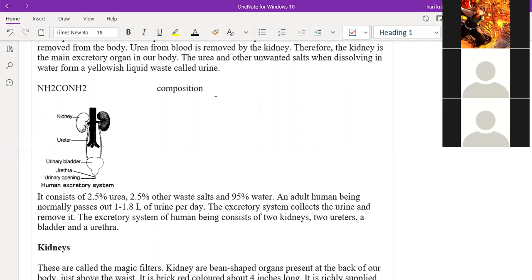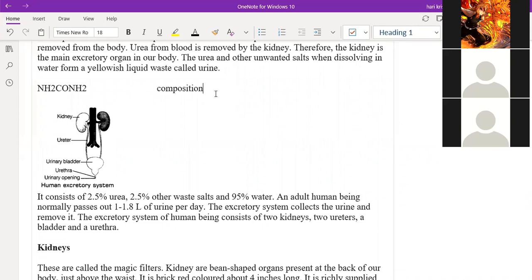Sir, 2.5% urea and 2.5% other waste like salts. And when we drink water, 95% is water. So if you take urine, it will contain almost only 2.5% urea and 2.5% other waste, mostly salts. The major thing is water only. 95% of urine is water. This is called the composition of urine.